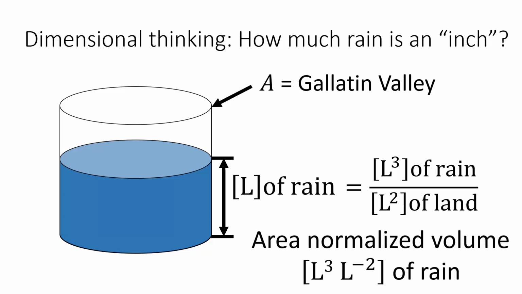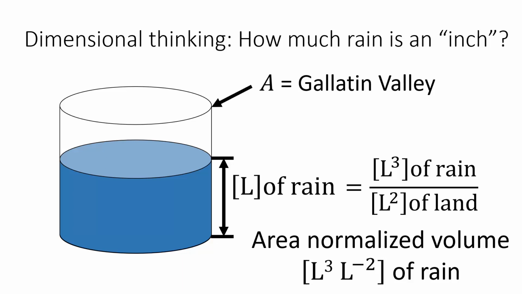So what an inch of rain really is, and one of the easier ways to describe it, is as an area normalized volume. It's a volume, length cubed, per area, length squared, of rain. Now I'm going to be using negative exponents here, so hopefully that's something you're used to. I'm going to be using that a lot, so it's something that you should become familiar with.